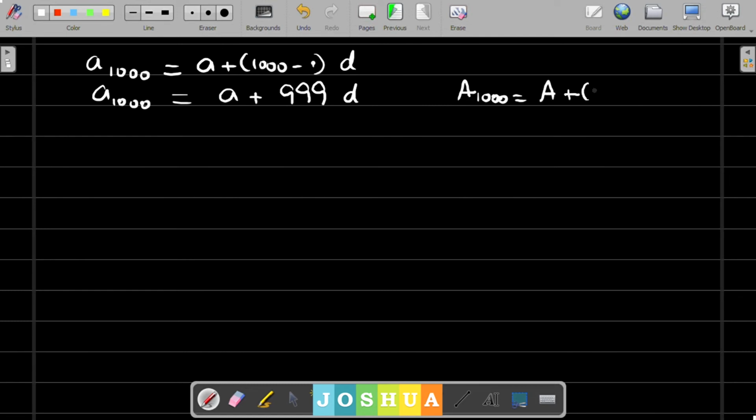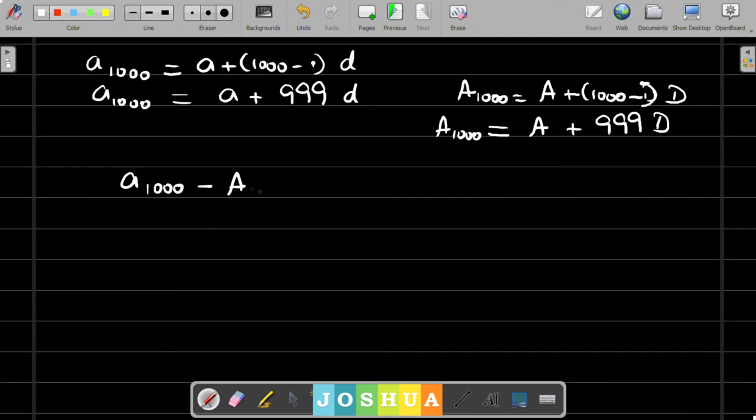In the second AP, I have an equation this way: A1000 is equal to capital A, the first term of the second AP, plus (1000 minus 1) times the difference D, that is, the 1000th term of the second AP equals A plus 999D. Now I have to find the difference between these two, that is equal to a1000 minus capital A1000.